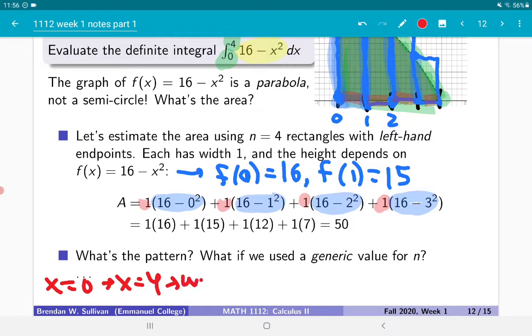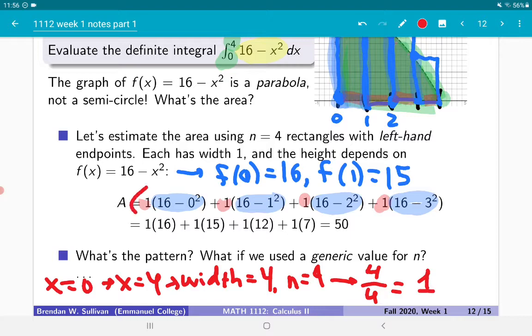So that's a total width of 4. And I'm using n equals 4 rectangles. And so 4 divided by 4 is 1. That's why all of the widths of the rectangles are 1. That's really where that came from.